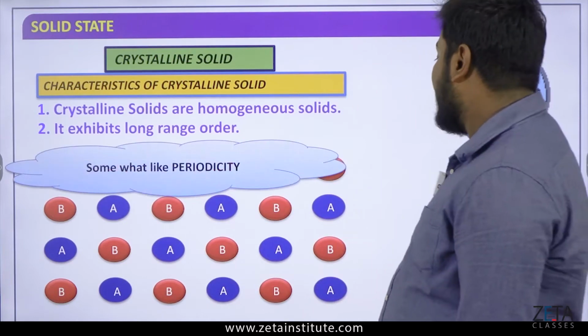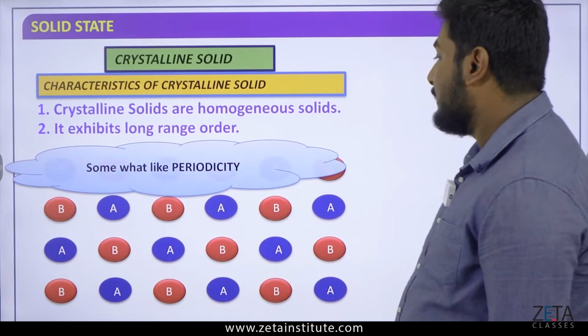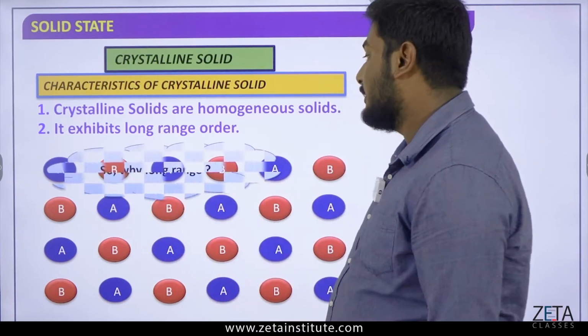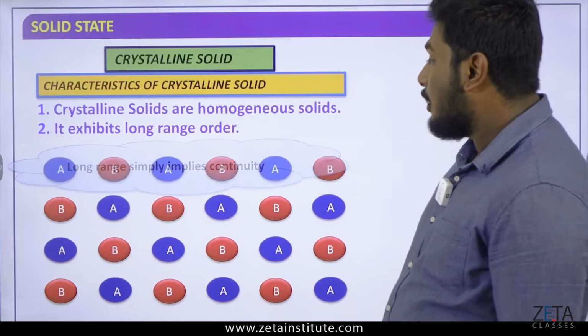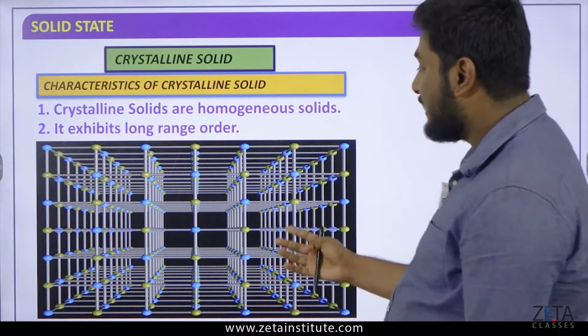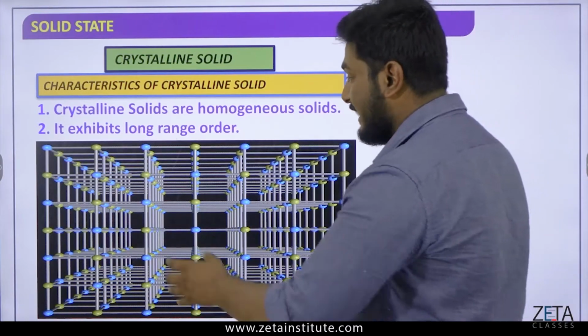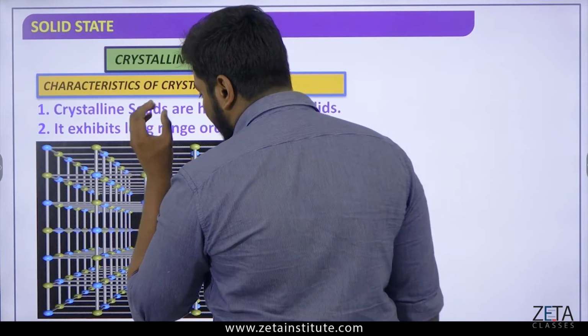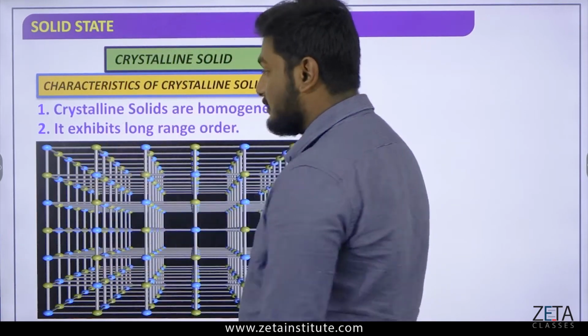Somewhat it's like periodicity. We can say that a repetition pattern goes on in the case of crystalline solids. Long range simply implies a continuity. I already mentioned that, you can see the diagram here. In crystalline solids, they exhibit long range order. They have the same pattern of arrangement in a long range.